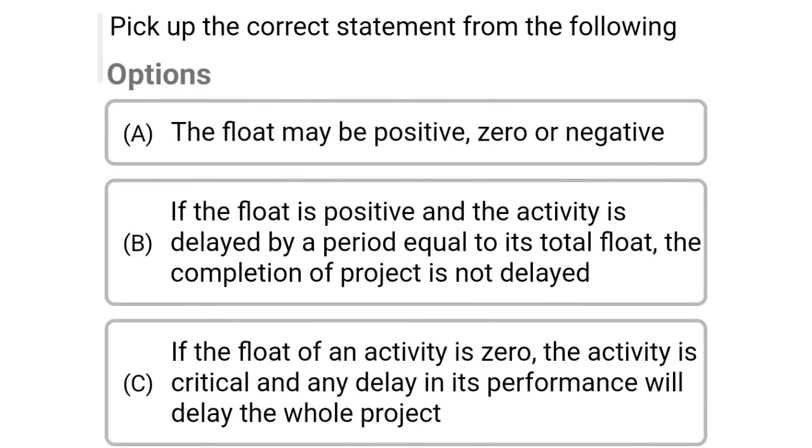So next question, pick up the correct statement from the following. Option A, the float may be positive, 0 or negative. Option B, if the float is positive and the activity is delayed by a period equal to its total float, the completion of the project is not delayed. Option C, if the float of an activity is 0, the activity is critical and any delay in its performance will delay the whole project. Option D, all the above. So the correct answer is option D, all the above.